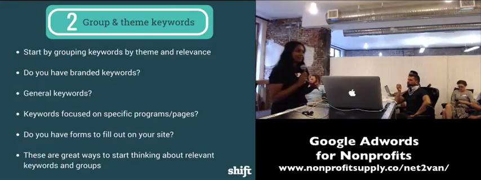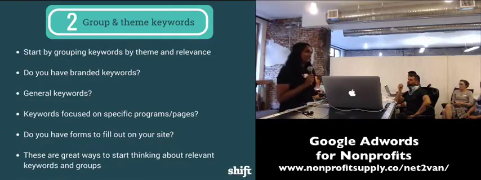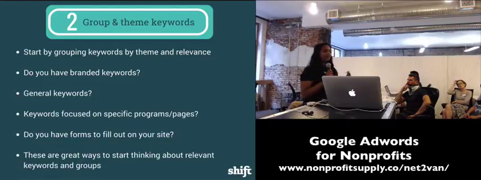After you've come up with your keywords, you want to group them and theme them. Have you created branded keywords? Do you have general keywords? Keywords focused on specific programs or pages? Do you have forms to fill out on your website? Come up with some keywords that have to do with those forms. So these are just some ways to start thinking about relevant keywords and groups.